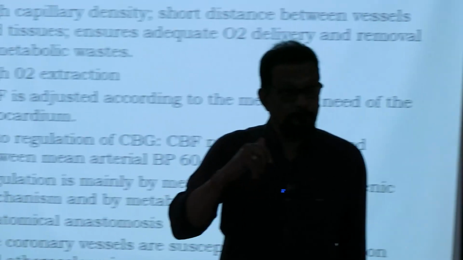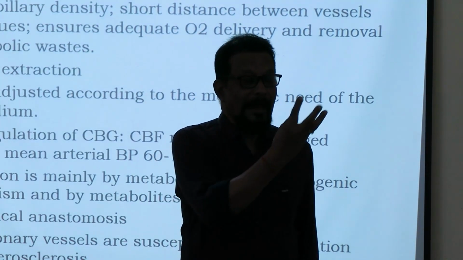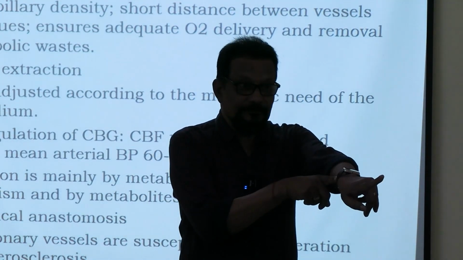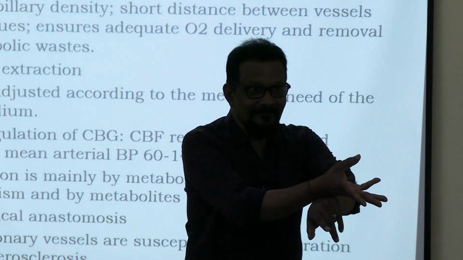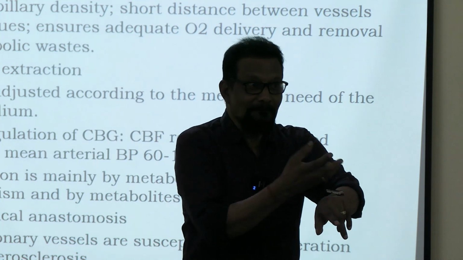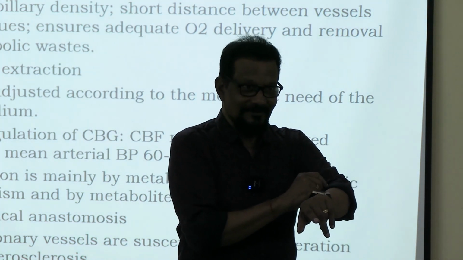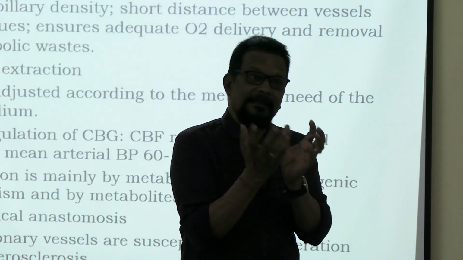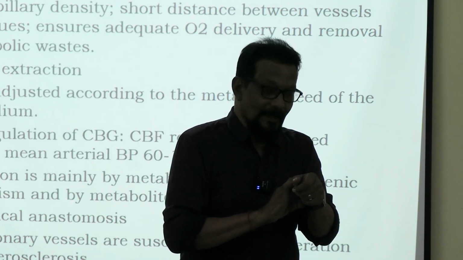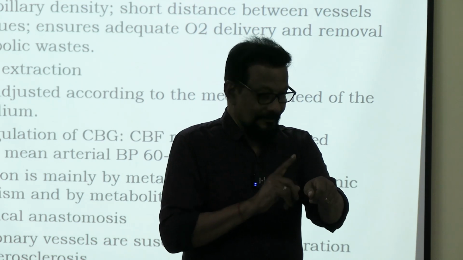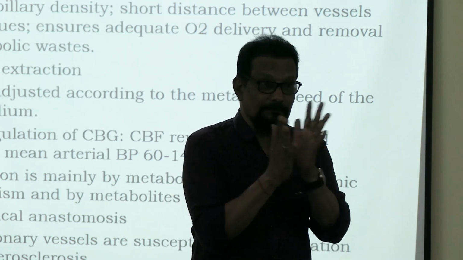Okay. So when arterial blood goes to the tissues, some amount of oxygen goes to the tissues. Not the whole, partly goes. And the remaining part is retained within the venous blood. Okay?